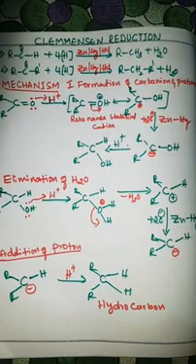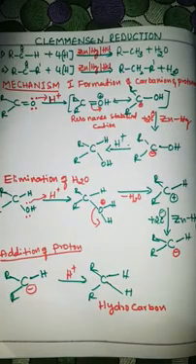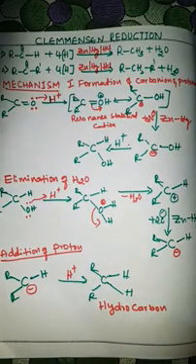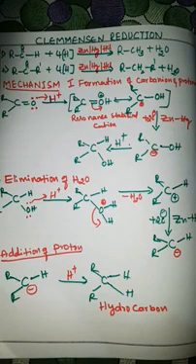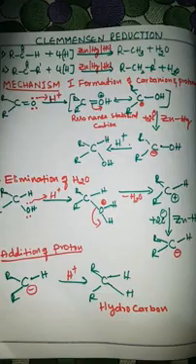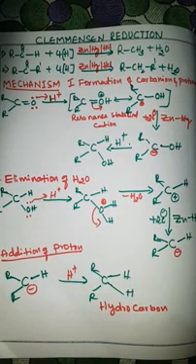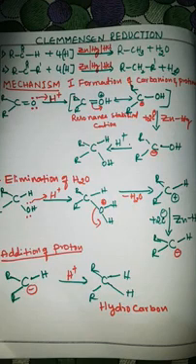Clemmensen's reduction is nothing but aldehydes or ketones undergoing reduction in the presence of amalgamated zinc, or zinc amalgam, to form hydrocarbons with the elimination of water. So there are 3 steps. First step is the formation of the carbanion and the protonation. Second one is the elimination of the water. Third one is the addition of the proton.